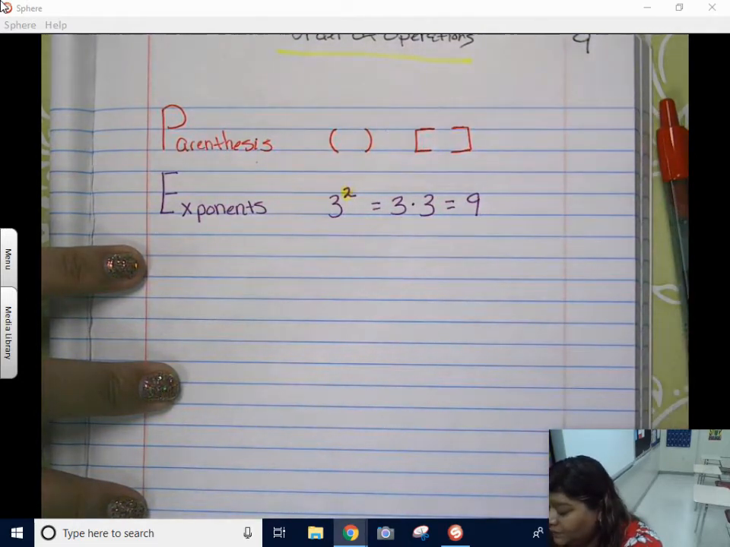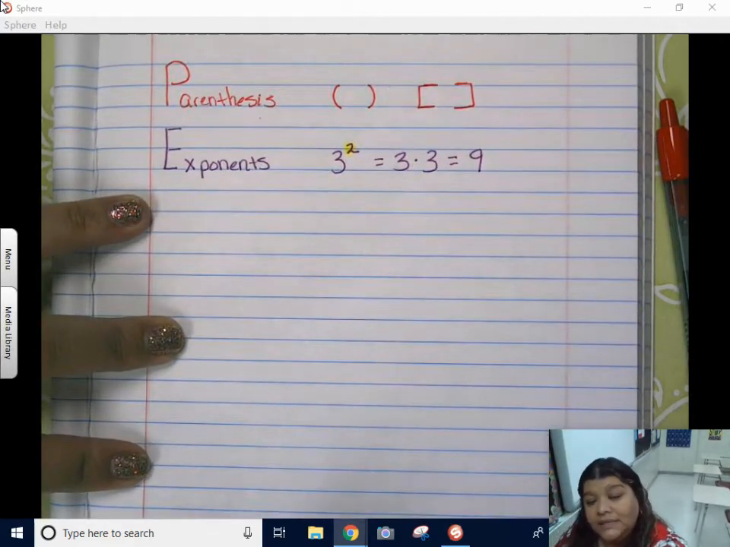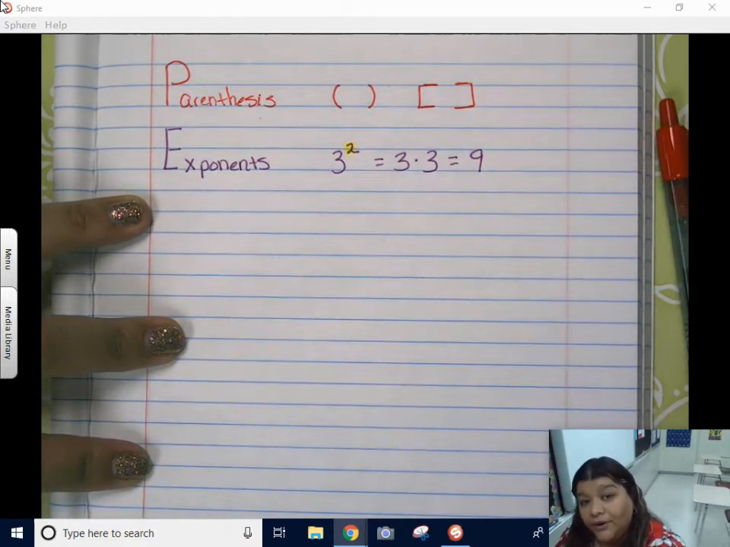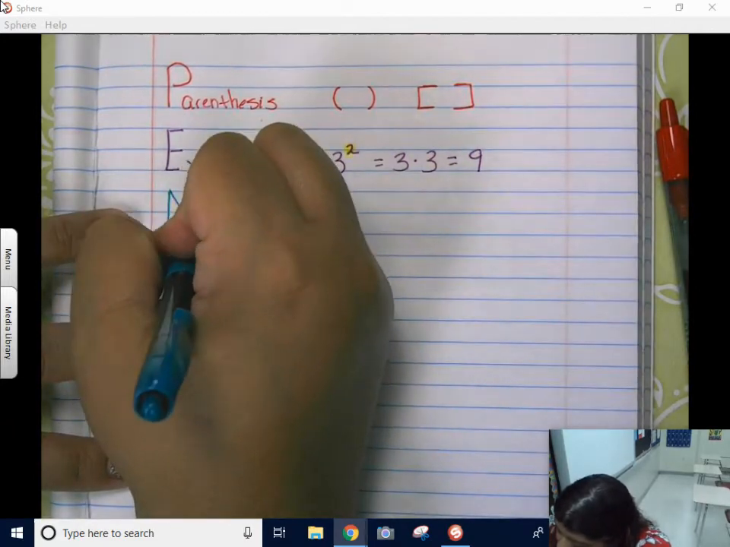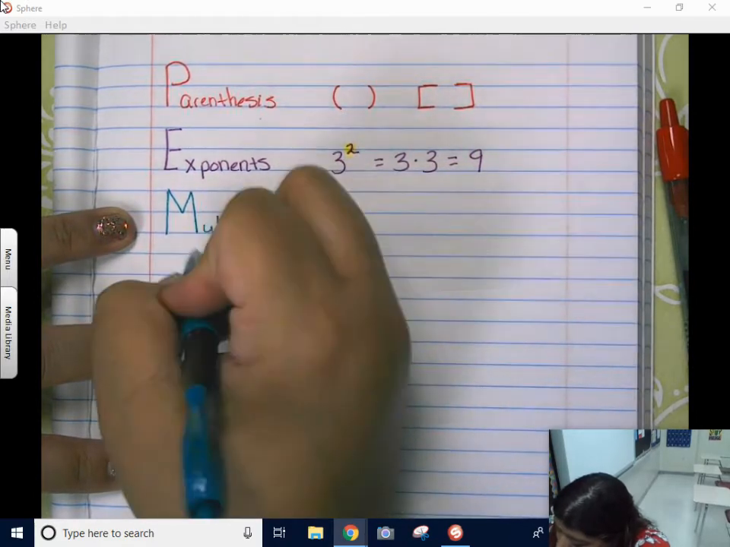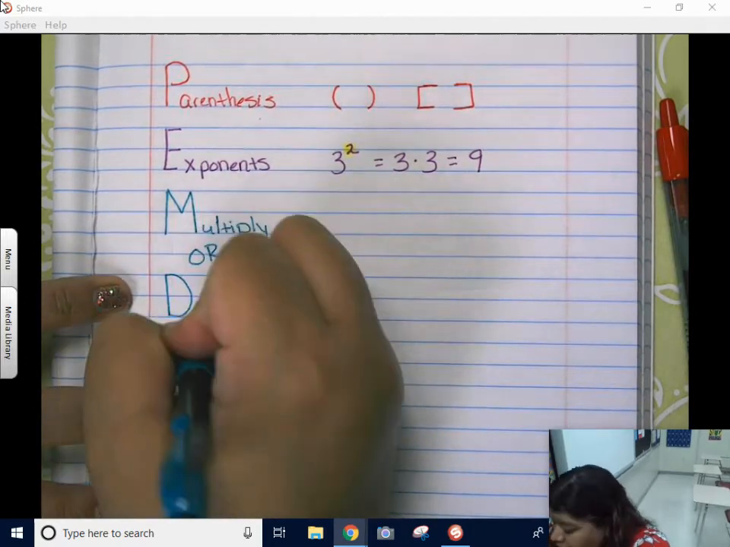Now, the next one is where we do have some issues. Some students make a mistake here, okay? Because in PEMDAS, the next letter is M. That stands for multiplying, but that does not mean I do all the multiplication first and then division next, okay? Multiplication, division go together, okay? You're going to do the one that happens first as you're reading the problem from left to right, okay? So we have the M for multiply, or we're going to divide.